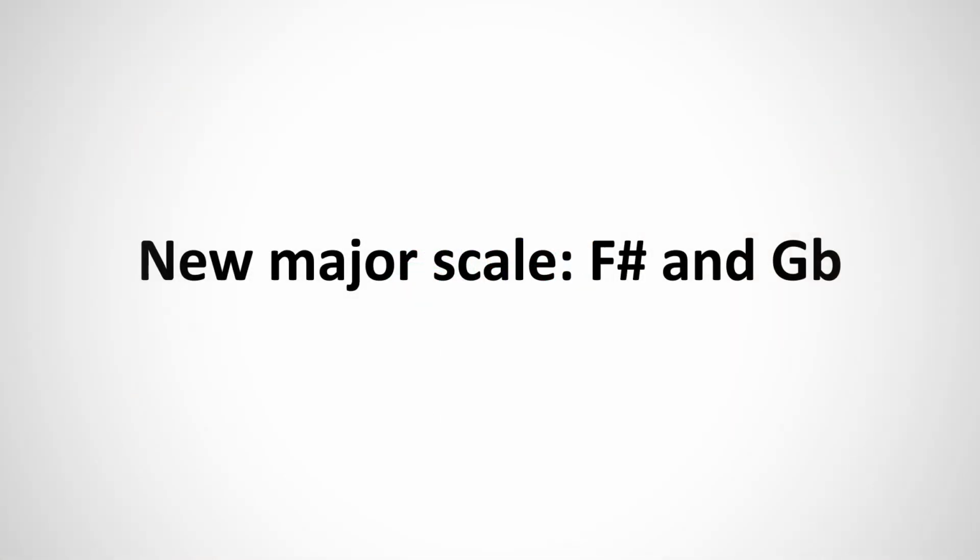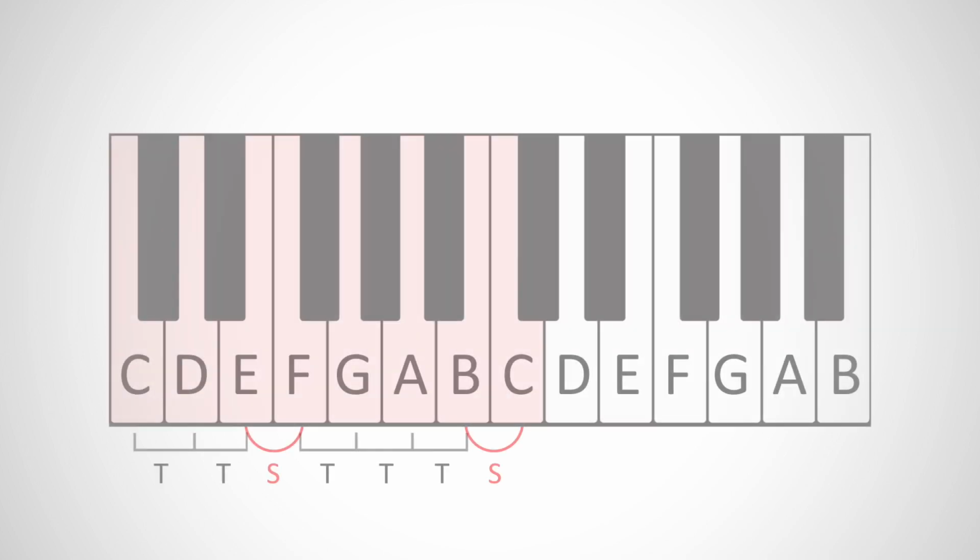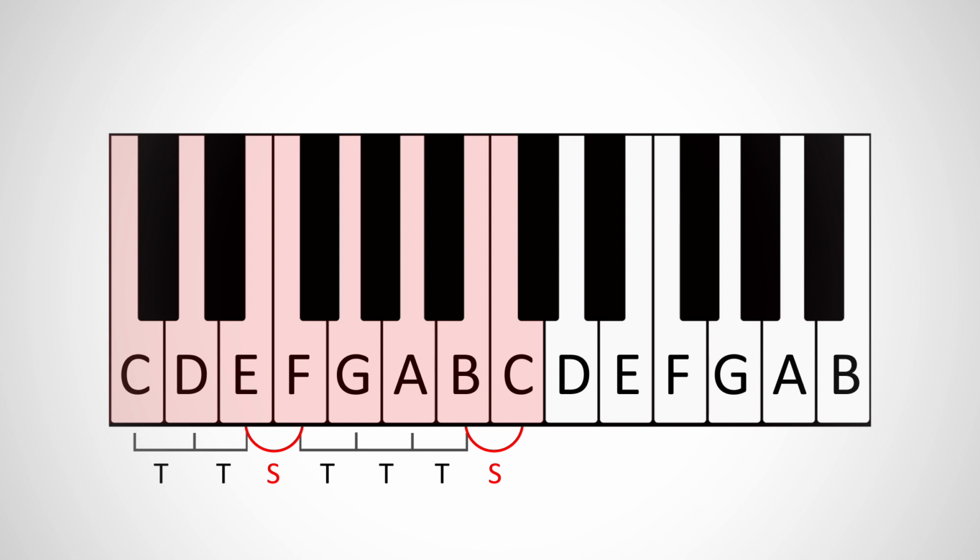Remember the pattern of whole tones and semitones we need to use to build a major scale? Just for reference, here's how they appear in the C major scale, which just happens to use the white keys. In order to build any major scale, we need that same pattern: tone, tone, semitone, tone, tone, tone, semitone.